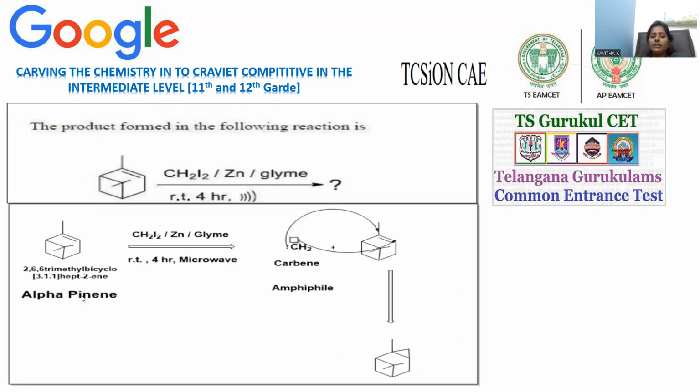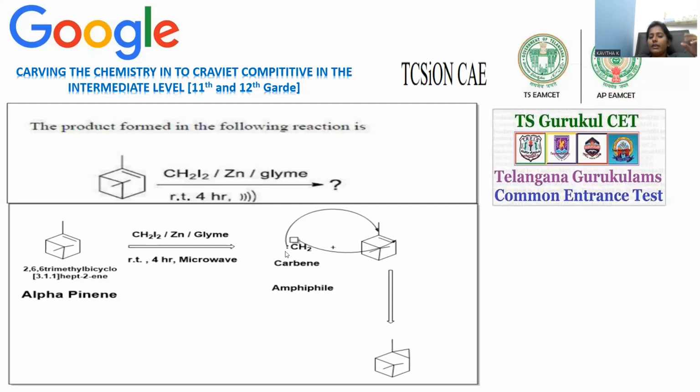So let me show the detailed reaction for this. This is called alpha pinene. Its IUPAC nomenclature is 2,6,6-trimethylbicyclo[3.1.1]hept-2-ene. This is the IUPAC name of the compound. Whenever it is treated with CH2I2, which is a compound where if 2 iodines are removed, you can get a CH2. CH2 is called what? Carbene. This is called a carbene. Carbene is having a peculiar nature. Peculiar nature means one lone pair is there, and one vacant orbital will be there.